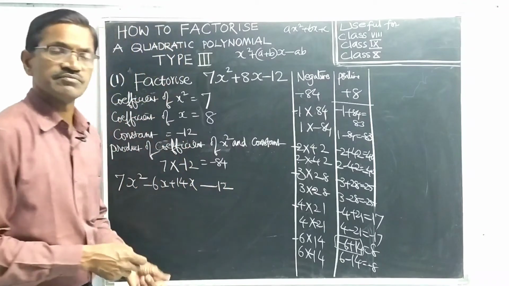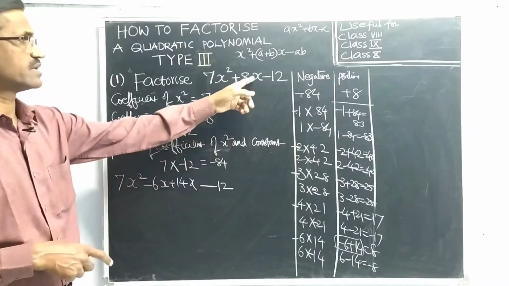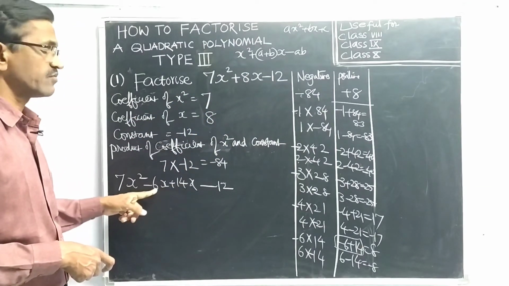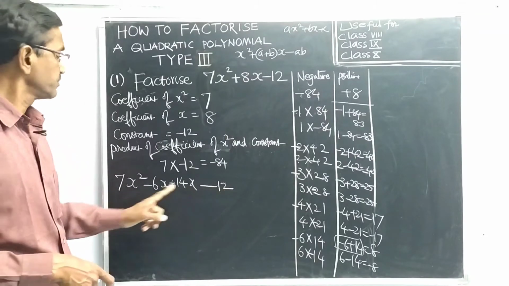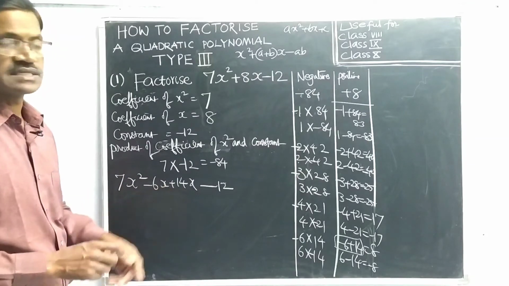Let us check whether it is correct or not. Minus 6 plus 14 plus 8x, we get the same. Now multiply, 6 4s are 84, 14 6s are 84, minus 84, 7 12s are 84, minus 84 because plus into minus. So our process is correct.